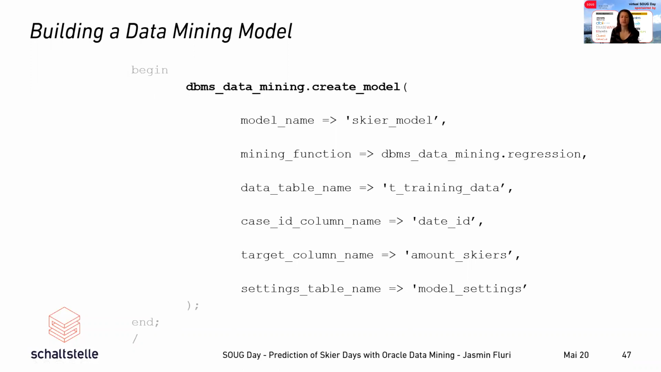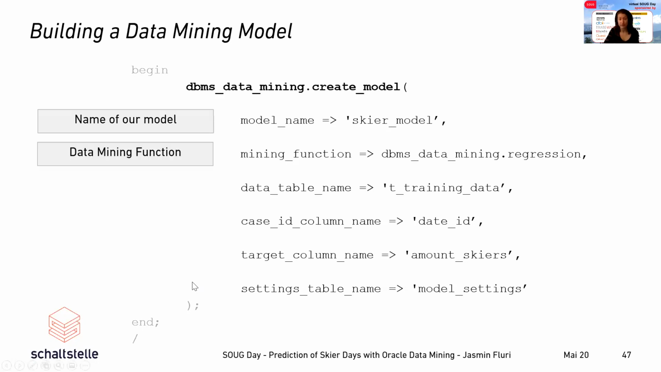Now, to create our data mining model, we use the DBMS data mining package. You have seen this on the other slide before, where the settings were inserted. The create model clause requires us to define a name for our model. It is the object name that will be used further for referencing the model. So when doing predictions, we have to use that name. The data mining function defines the function that we choose for the model. In our case, that is a regression, as we decided before.